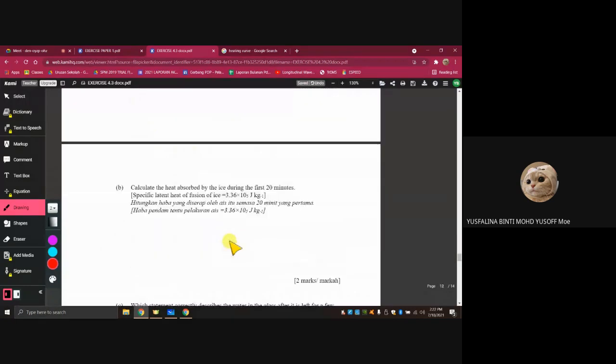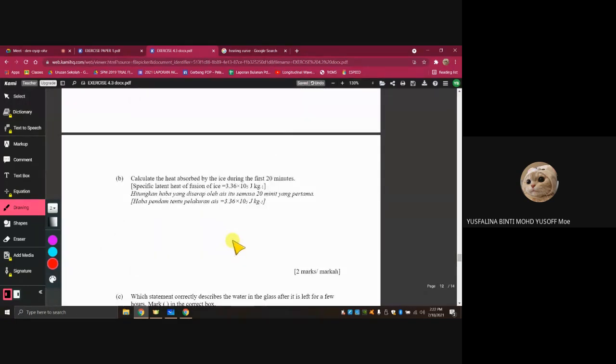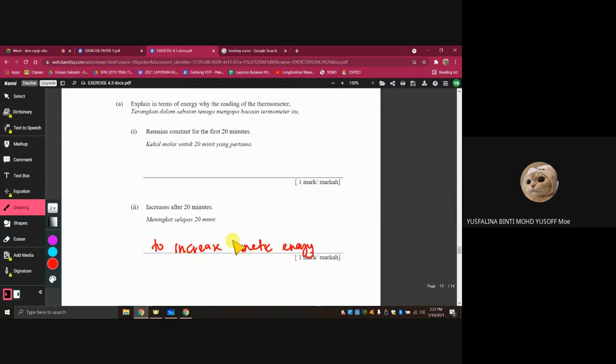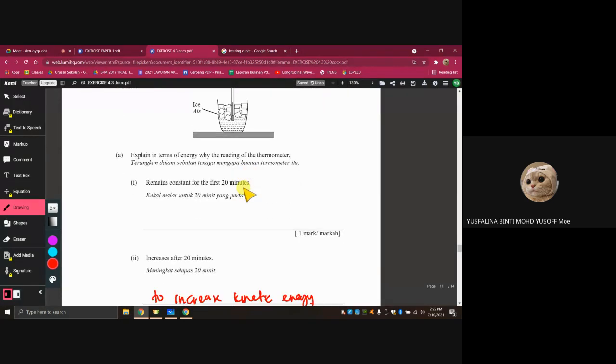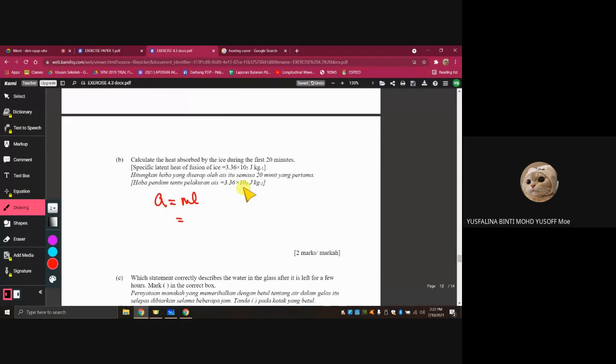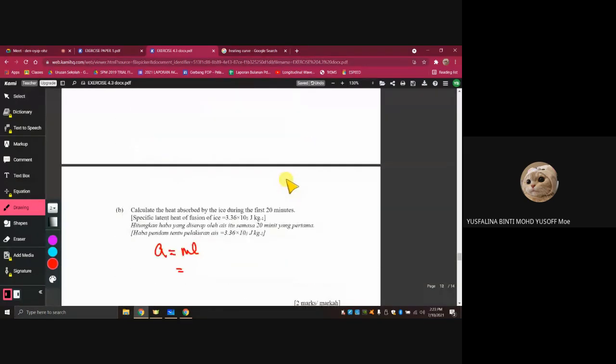And here you have to find Q equals ml, the energy absorbed during the first 20 minutes. So this one is actually changed from solid to liquid. So m is, what is the mass? 0.2, and L is 3.36 times 10 power of 5. So what did you get for this one, the answer? 67,200, right? Or 6.72 times 10 power of 4. Okay, correct.